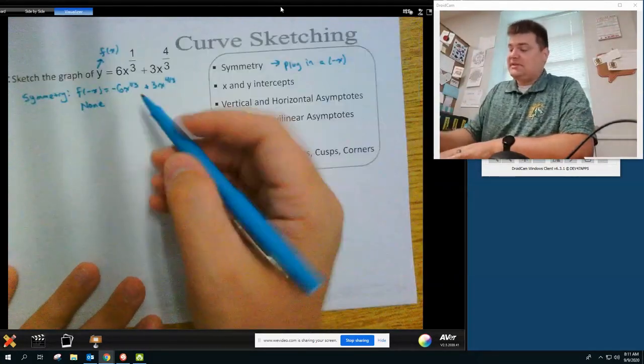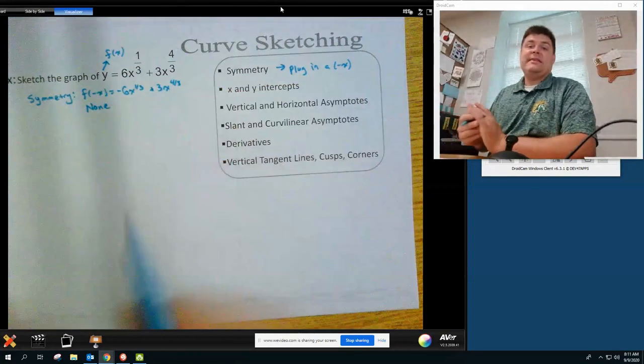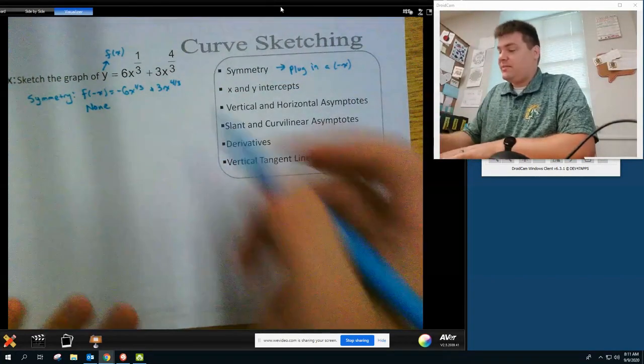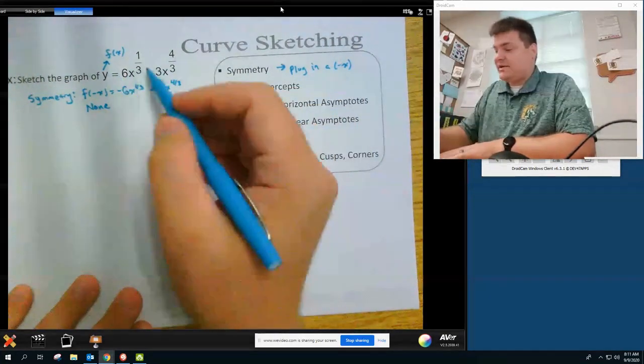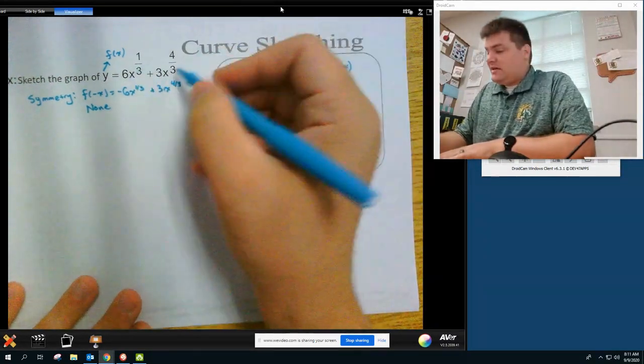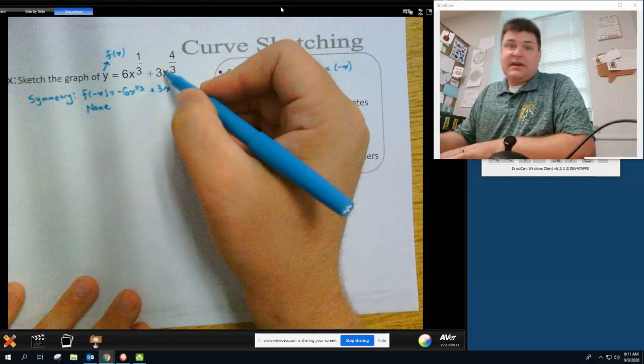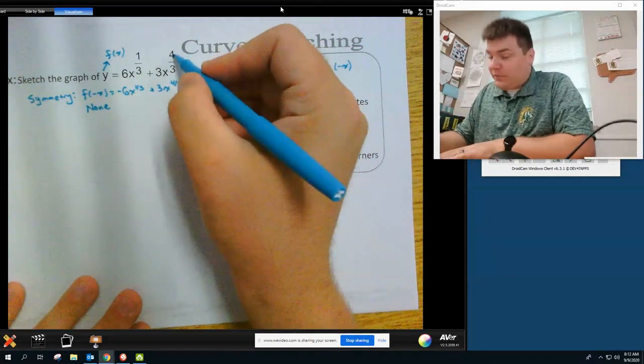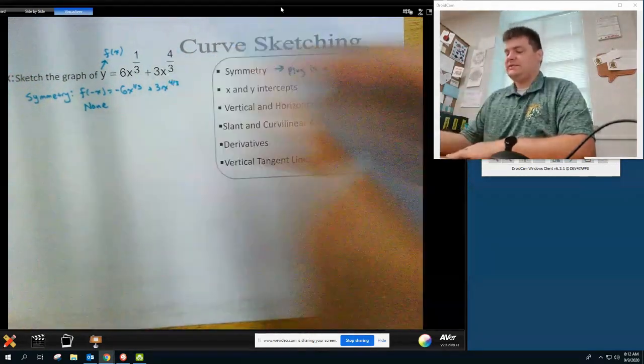What I mean by opposite is if this was a minus minus, that'd be the complete opposite. And again, when you cube root a negative, you get a negative. But when you do a negative to the 4th power, it turns into a positive. So there is no symmetry.